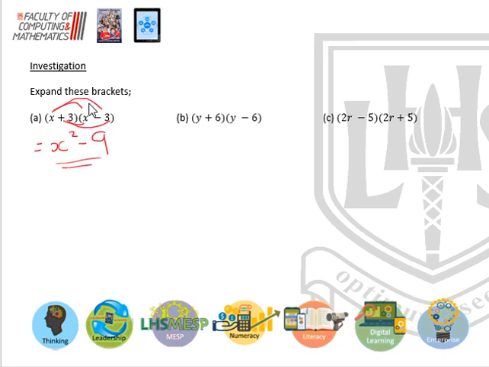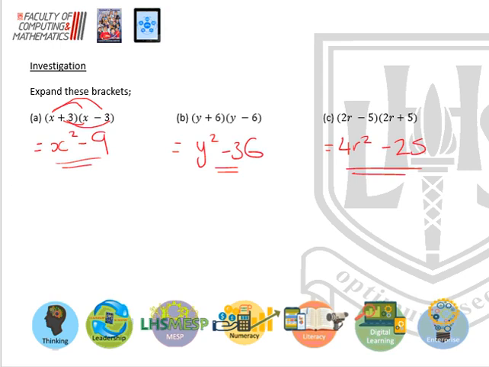That one there will be y squared minus 6y plus 6y minus 36. And lastly, 2r times 2r is 4r squared. 2r times 5 is 10r, minus 5 times 2r is minus 10r, again cancelling out, and then minus 25. So you can see what's happening: when you have the terms the same but the signs different, the middle term cancels out and you're left with two squares with the subtract between them, hence the difference of two squares.